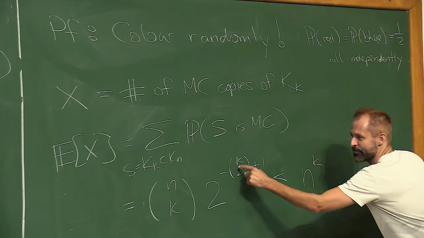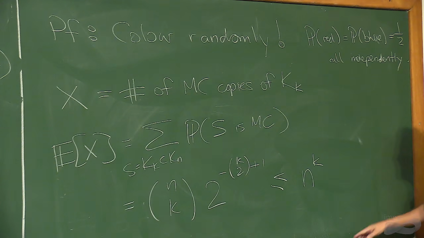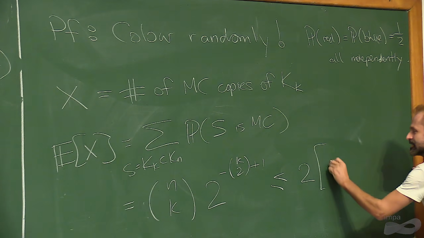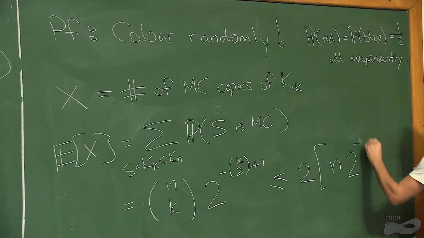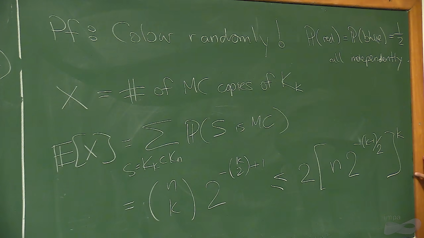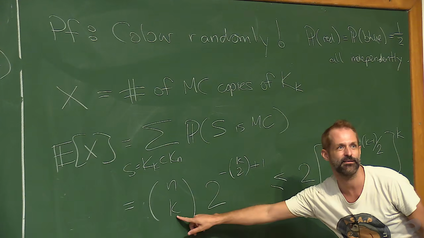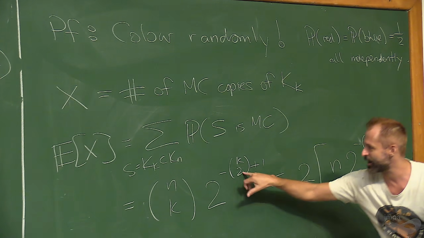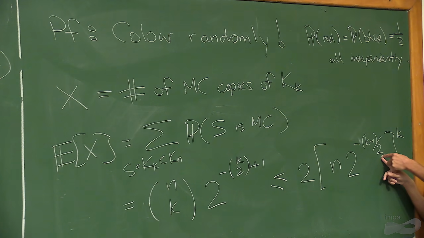And then there's a factor of k here as well. So I'm going to pull that out. I'm going to pull this 2 out the front and say it's n times 2 to the minus k minus 1 over 2 to the k. Does it make sense? So there's an n to the k, bounding this n choose k. And then there's this 2, and then 2 to the minus k choose 2 is 2 to the minus k minus 1 over 2 to the k. Right? So everything's there.